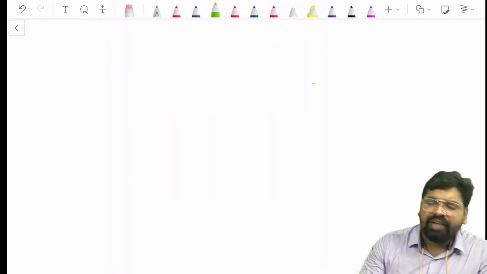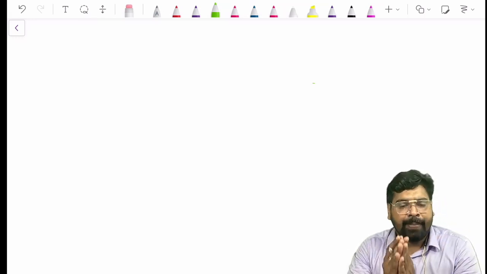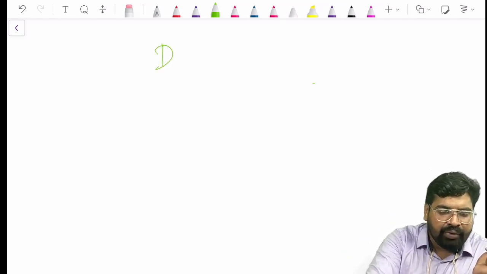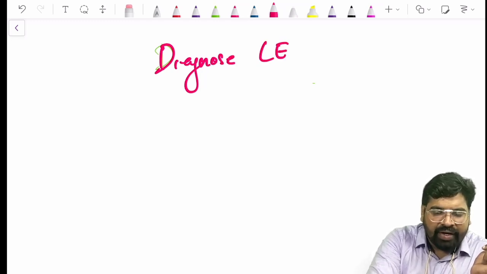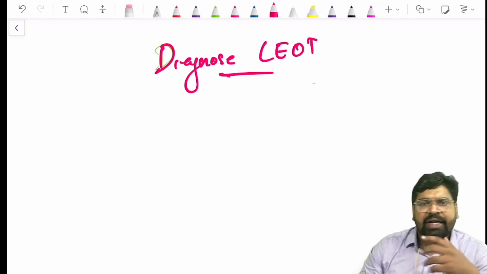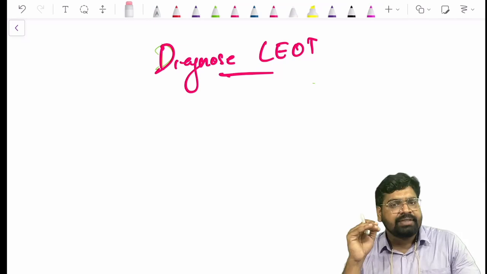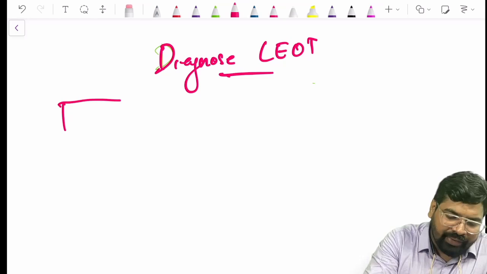How can you identify that this material is amyloid? How to diagnose CEOT? How do we know that the material is amyloid? So there are a few methods. Okay, you take a slide of CEOT. I have taken a slide of CEOT.